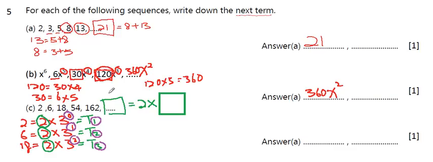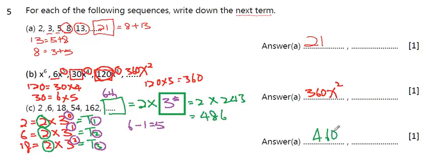So the next term is in the 6th position. So the power of 3 must be 1 less than 6. 6 minus 1 equals 5. So this is 3 to the power of 5. And this is equal to 2 times 243. So it is equal to 486.